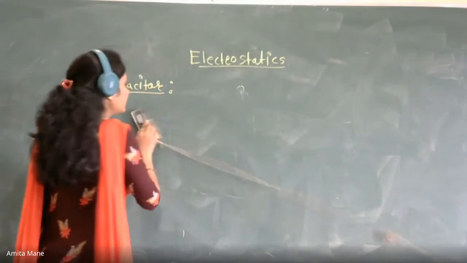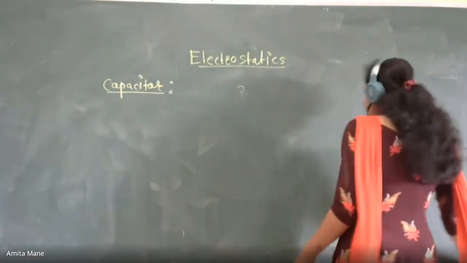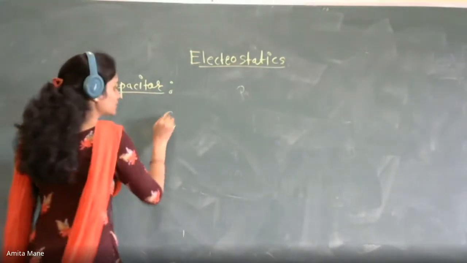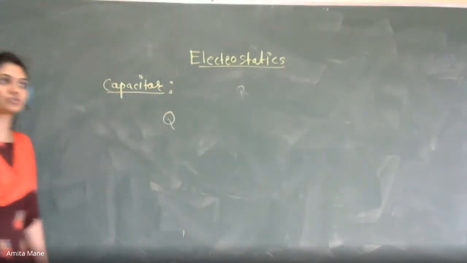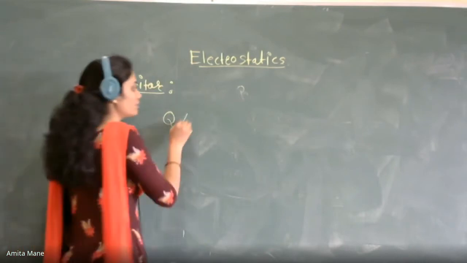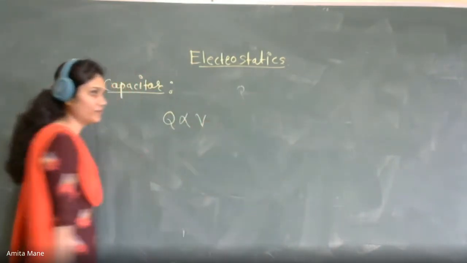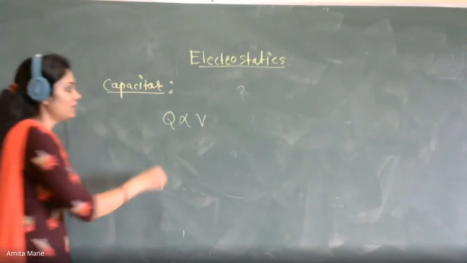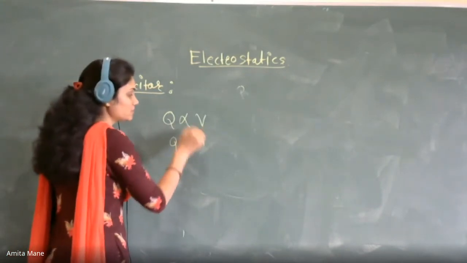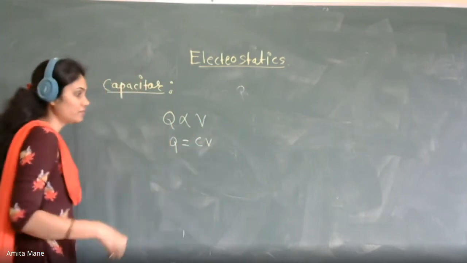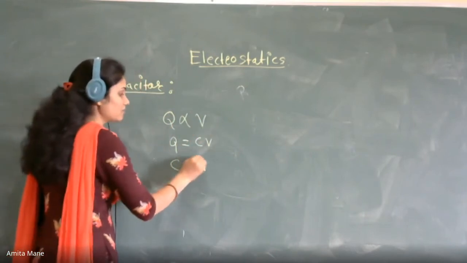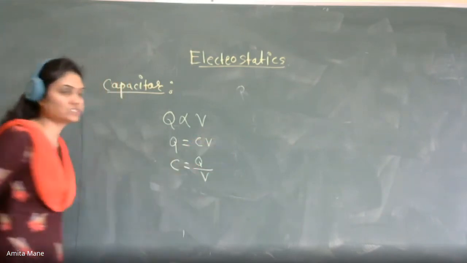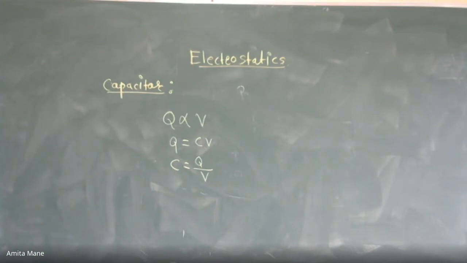Now, what was the next relation? The charge stored on the capacitor is directly proportional to the applied voltage. If I remove the proportionality sign, it becomes Q equals C into V. Therefore, C is nothing but Q divided by V. This is the relation for capacitance. Clear? Okay, reply yes. Yes, ma'am. Fine.